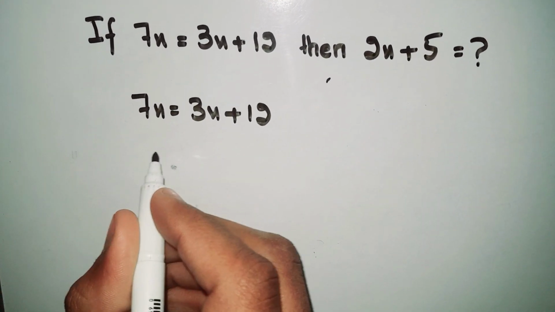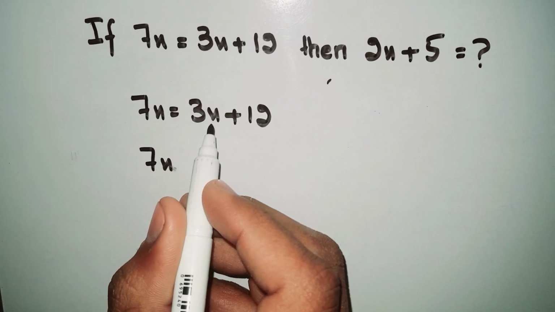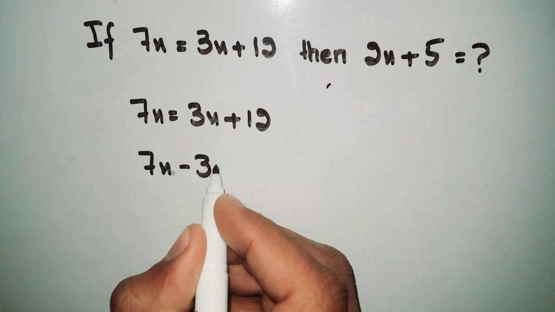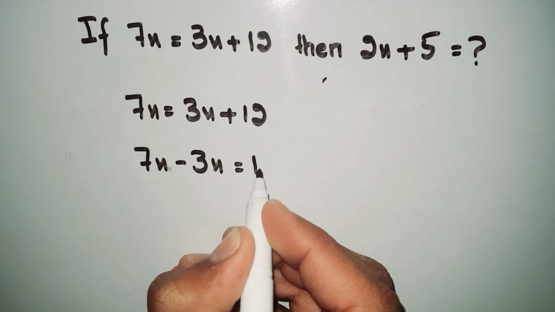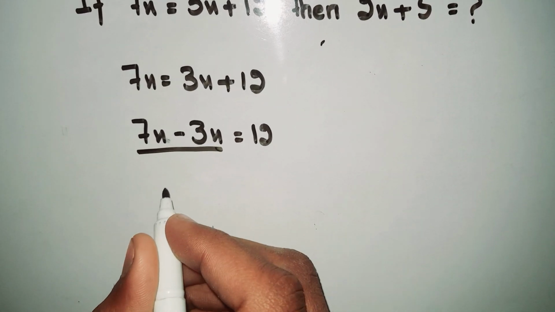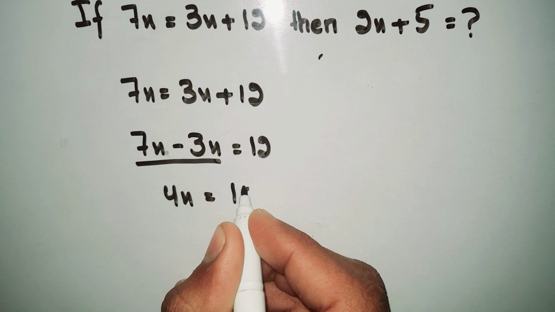So first of all, we write 7x, and the plus 3x on the other side of the equal sign becomes minus 3x is equal to 12. So now 7x minus 3x is equal to 4x, which is equal to 12.